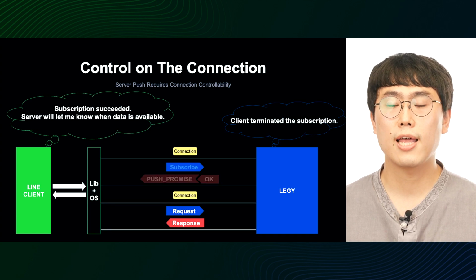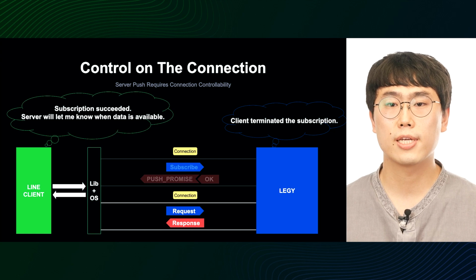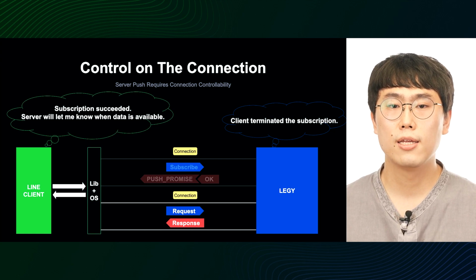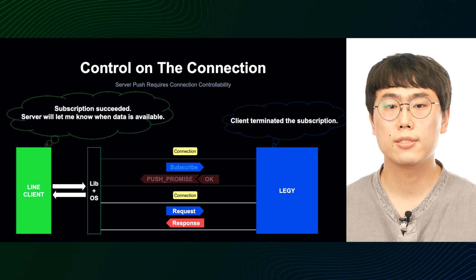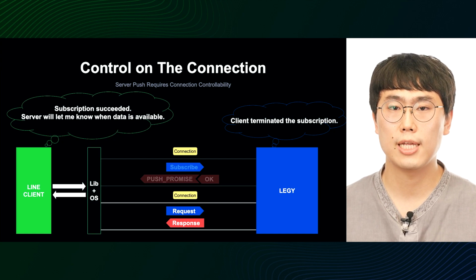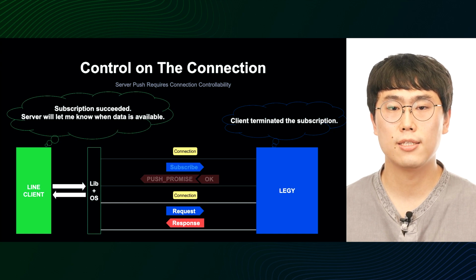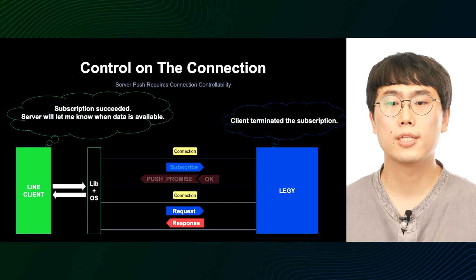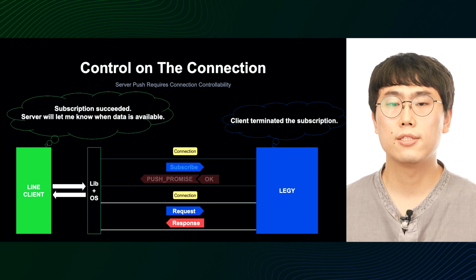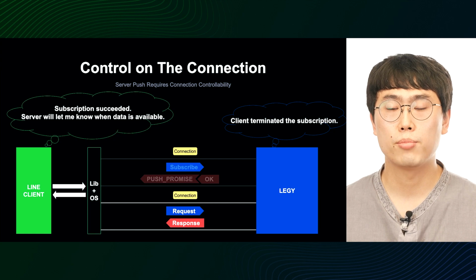However, because the client does not have controllability on the connections, it can happen that the library or the OS closes the connection within which the subscribe request was sent. From LEGY's point of view, the client is disconnected and then the subscription is invalidated. So, LEGY will not send any push to the client. The client does not know this situation and it still believes that the subscription is alive. This is a problem.